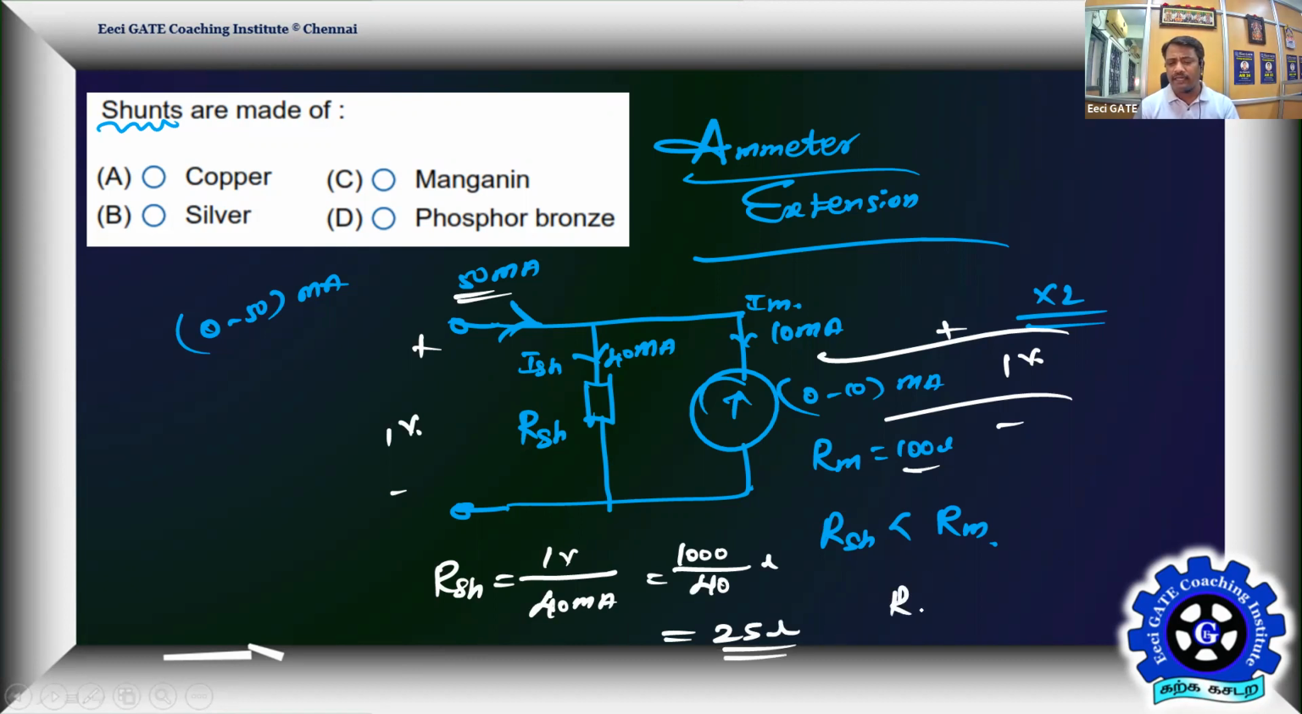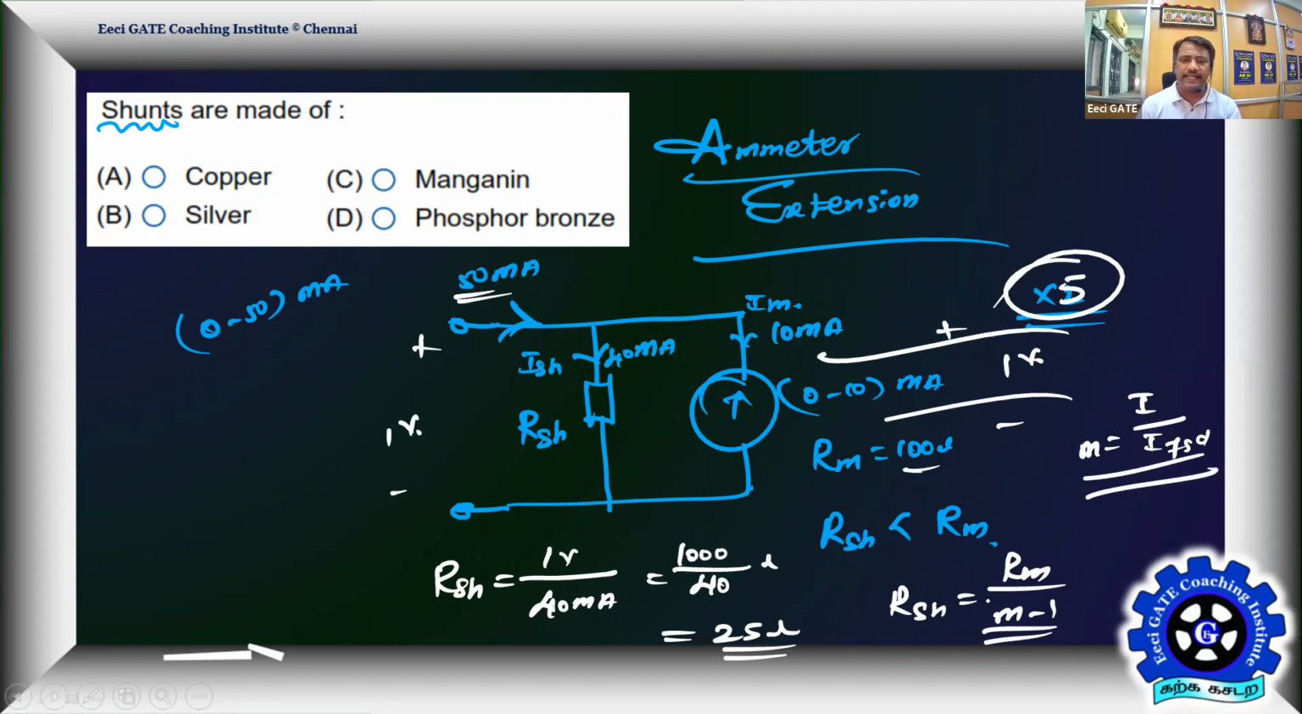Probably one may remember R shunt is equal to the meter resistance divided by the multiplication factor minus 1. Here you are going from 10 up to 50, so it's multiplied by 5. M is the multiplication factor: the current you are about to measure divided by the full scale deflection current of your instrument. The current you are measuring is 50 and the full scale deflection current is 10, so M becomes 5. Then Rm by M minus 1, 100 by 5 minus 1, you can also calculate this way, but I went with the fundamental. Do not remember any expression; with this you can work it out. Yes, the problem is talking about that shunt only.